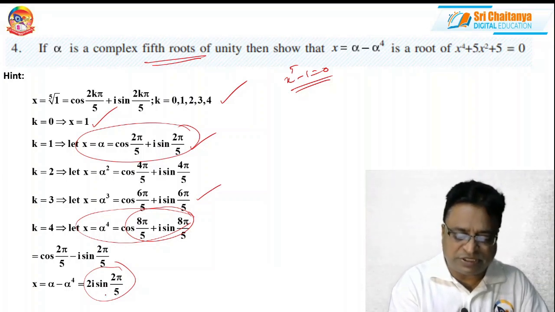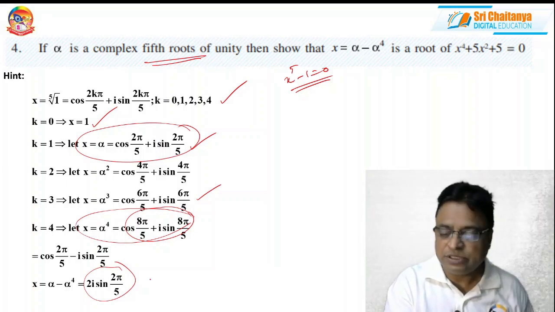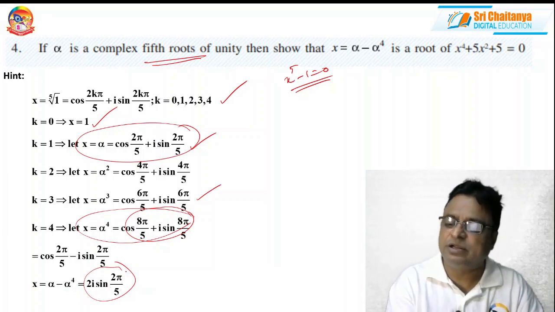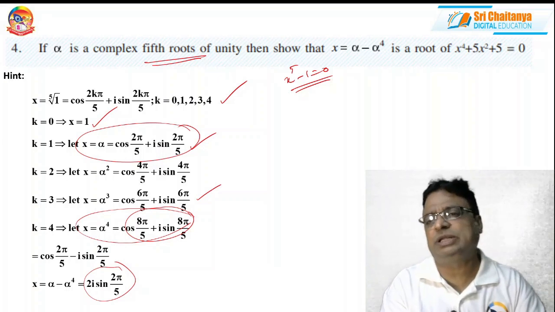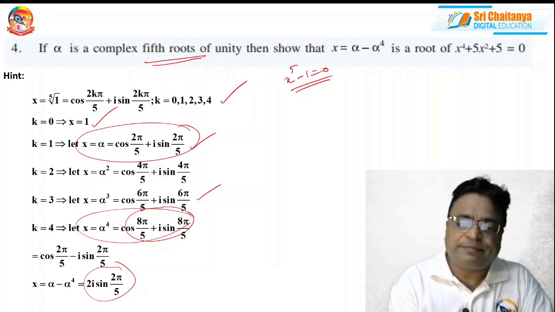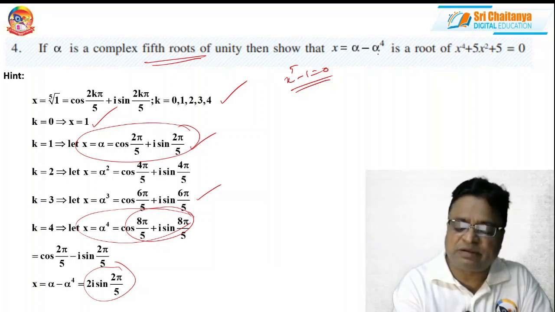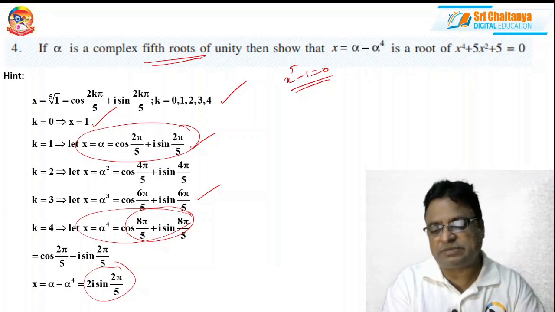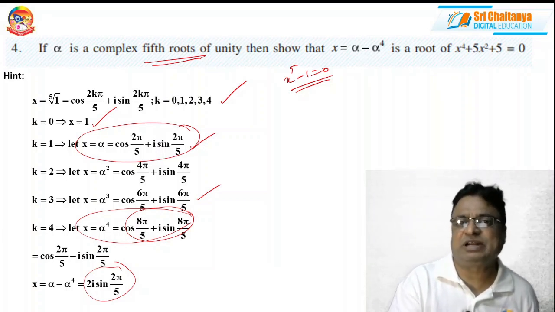So now my job is to show that this is a root of this equation. You can substitute x equal to alpha minus alpha power 4, that is 2i sin 2 pi by 5, in that equation. You can simplify that and solve the problem very easily. Or you can do one more thing. Bring it as x is equal to alpha minus alpha power 4, so x minus alpha equals minus alpha power 4. Raise it to the power of 2, twice, and again take power 4 on both sides, and after simplification also you will get the answer.